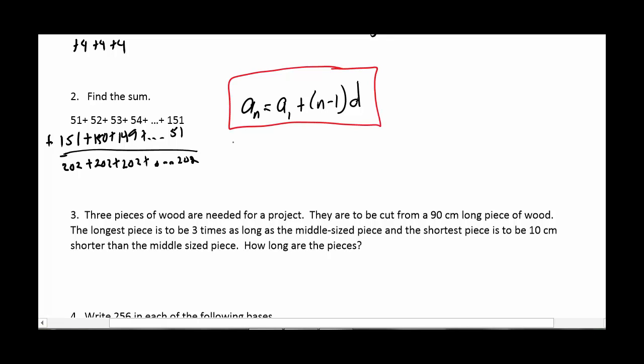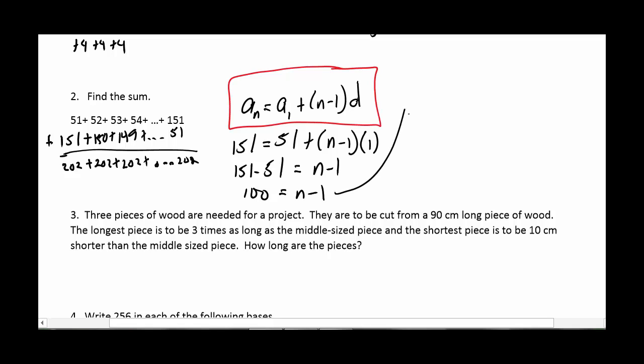Okay, so my nth number in this pattern is 151. My first number is 51 plus n minus 1. That's what I'm trying to find, is n. And my common difference is what do I add each time to get the next number in the pattern, and I'm adding 1. Okay, so now I'm going to subtract, and that works out fine. So if I subtract, I get 151 minus 51 equals n minus 1. So here I get 100 equals n minus 1. So then n has to be 101.